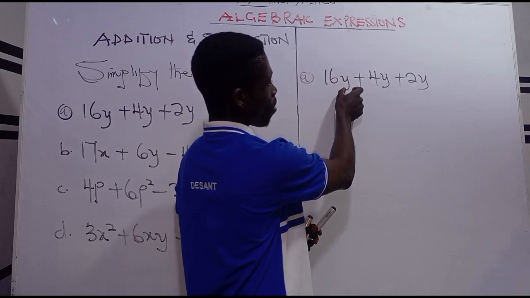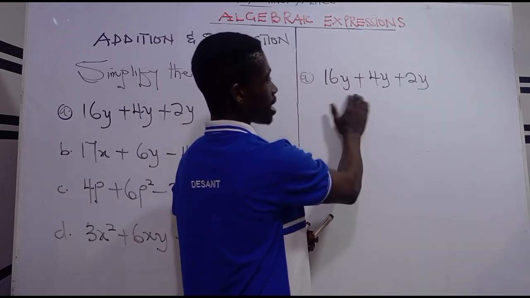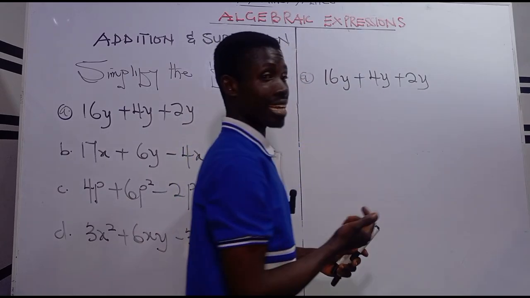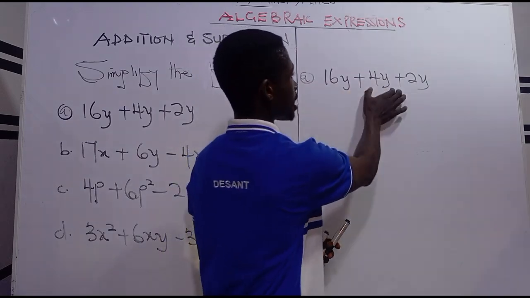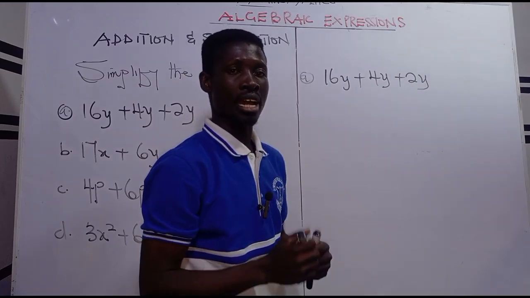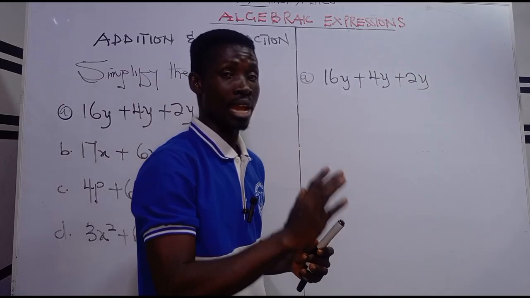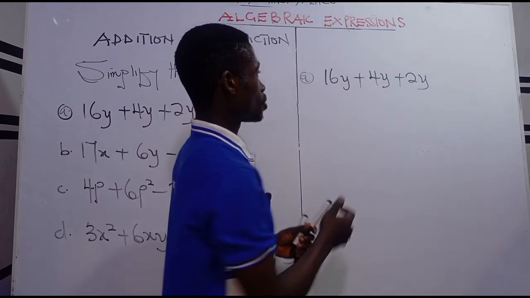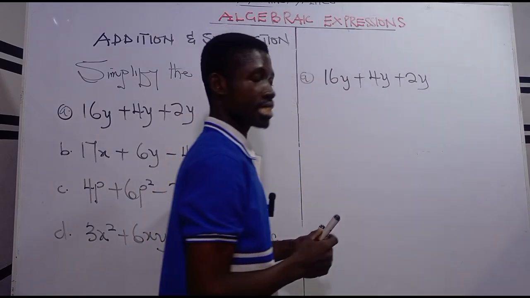Now realize that we have y, y, y. So it means that these terms are like terms, okay? All these terms are like terms. We have y, y, and y. So all these terms are like terms, and therefore like terms can be added and subtracted together. So we can add these like terms together.